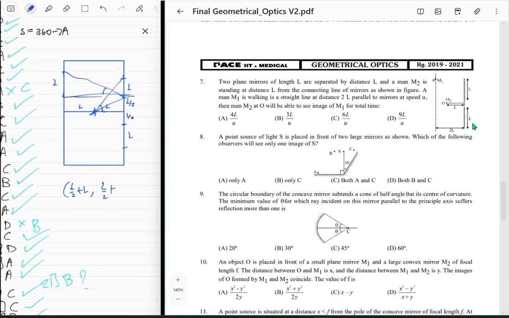So tan of this angle is going to be 3 upon 2, I guess. So it's going to be 3 upon 2 times 2L, so 3L. So from L to 3L, you just have 2L of the thing. So the total length is going to be 4L. Even now, it's actually 4L. So 4L upon U, that's the time for which it will be able to see it.